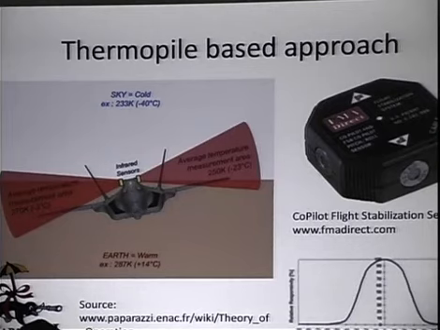So, the thermopile-based approach. In the upper right, you see the FMA Direct Copilot. This is the main sensor. This is the one I'm using here. I think it goes for about $40 to $50. It's very inexpensive. All it does, as you can see in the picture on the left with the fighter jet, is it has these windows, these little thermopile devices on two axes, and it detects the thermal differential between the sky and the ground.